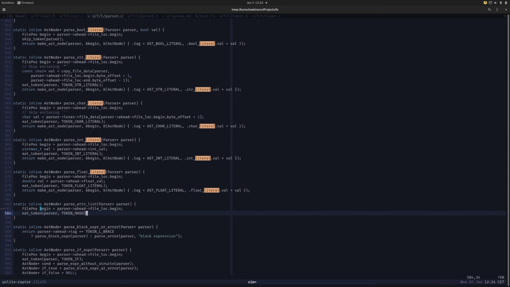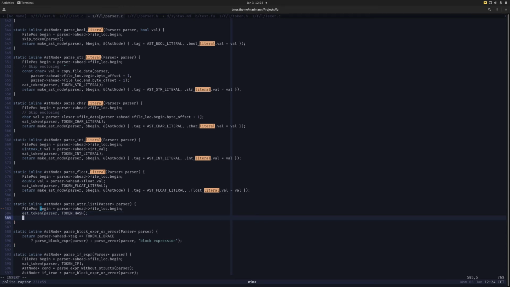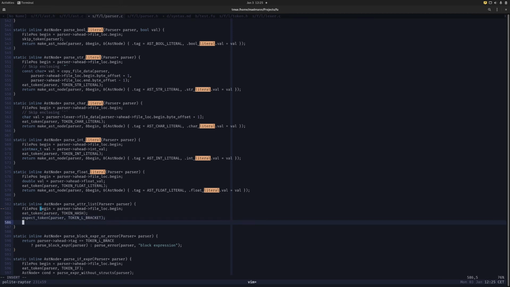So I eat the token. It has to be a hash. If you're calling this function, it's because you've seen a hash symbol. Then I'm going to say, well, the next thing I want is the open bracket. So this. Then I'm going to parse a list of attributes. So I'm going to do AST node attributes, it's equal to parse many, parser.